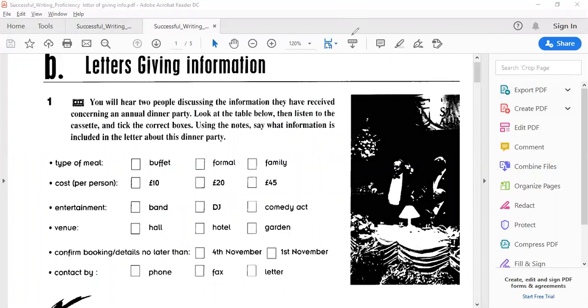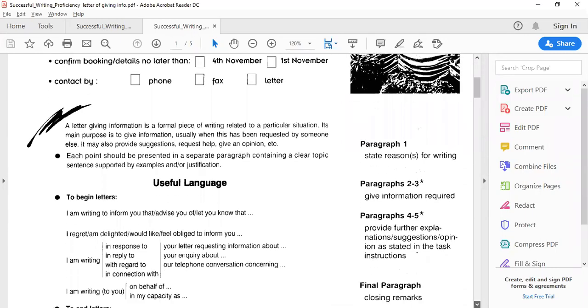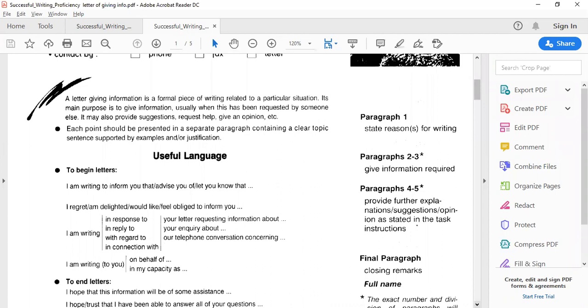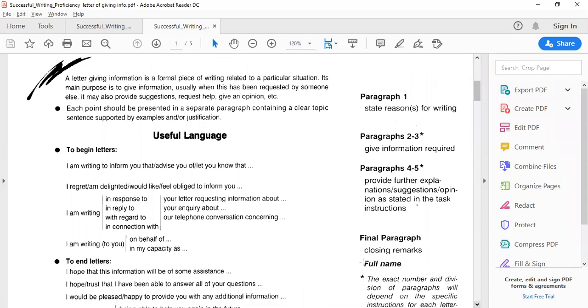Now, when we say move forward, we have more exercises to deal with in order to brainstorm and scaffold this topic, the letters of giving information. They say that a letter giving information is a formal piece of writing related to a particular situation. Its main purpose is to give information, usually when it has been requested by someone else or you want to give information to someone else. It may also provide suggestions, requests, help, or more details.